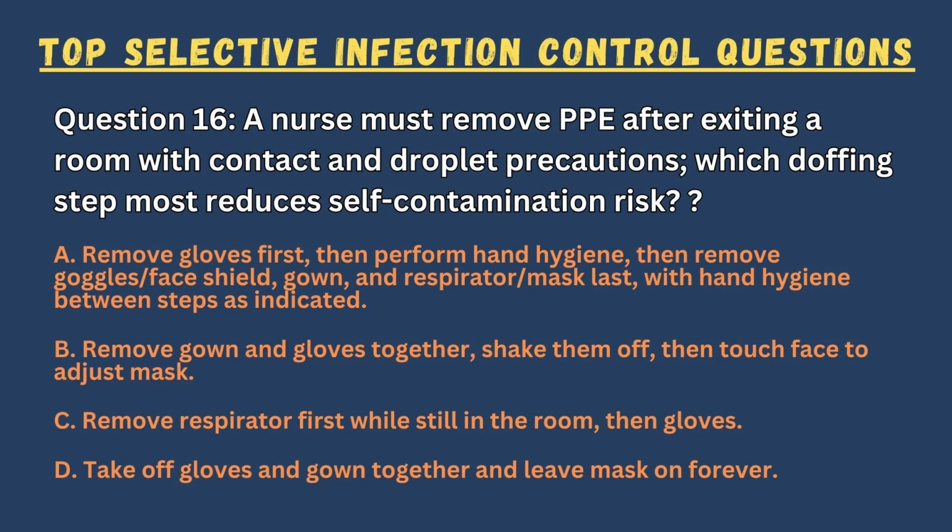Question 16. A nurse must remove PPE after exiting a room with contact and droplet precautions. Which doffing step most reduces self-contamination risk? A. Remove gloves first, then perform hand hygiene. Then remove goggles or face shield, gown and respirator or mask last, with hand hygiene between steps as indicated. B. Remove gown and gloves together, shake them off, then touch face to adjust mask. C. Remove respirator first while still in the room, then gloves. D. Take off gloves and gown together and leave mask on forever.